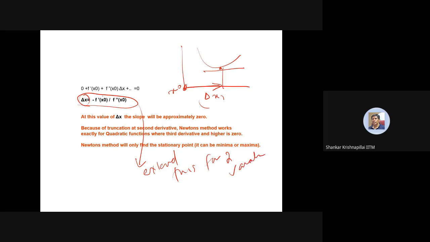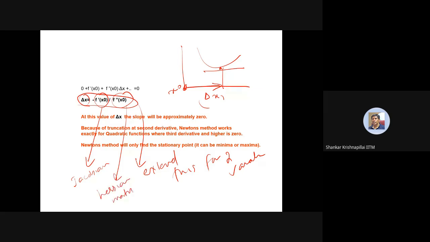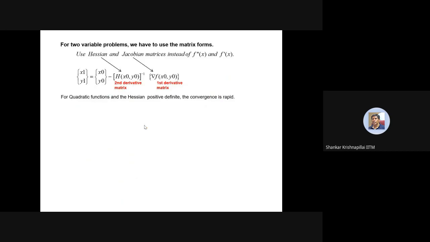Then this will become the vector of first derivatives, or Jacobian matrix. The Jacobian matrix is the vector of first derivatives, and this will become the Hessian matrix, or matrix of second derivatives. Let us see how it will become. So for two variable problems, it will become like this. This is actually delta x and delta y.